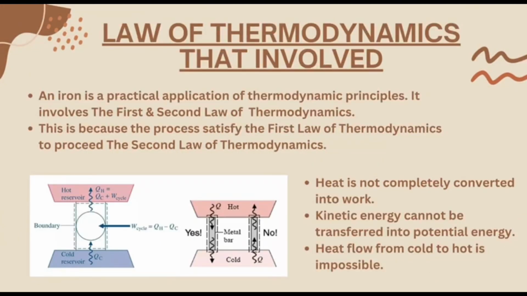Next, let's see the laws of thermodynamics that are involved in the iron. So, an iron is a practical application of thermodynamic principles. It involves the first and second laws of thermodynamics. This is because the process satisfies the first law of thermodynamics and proceeds according to the second law of thermodynamics. So, according to this law, heat is not completely converted into work. The kinetic energy cannot be transferred into potential energy. And last, heat flow from cold to hot is impossible.